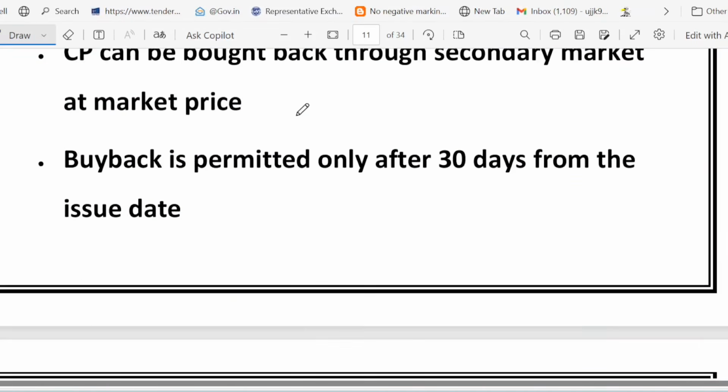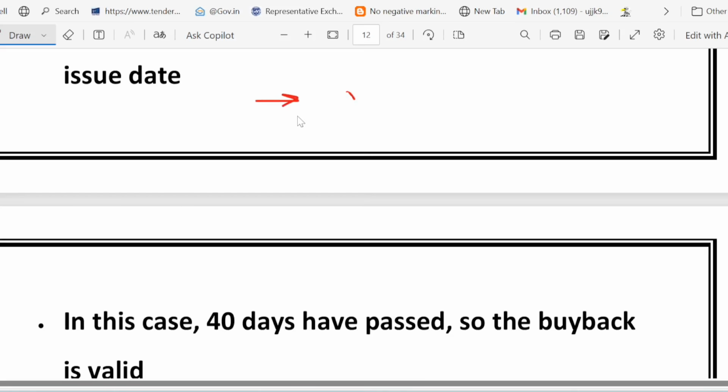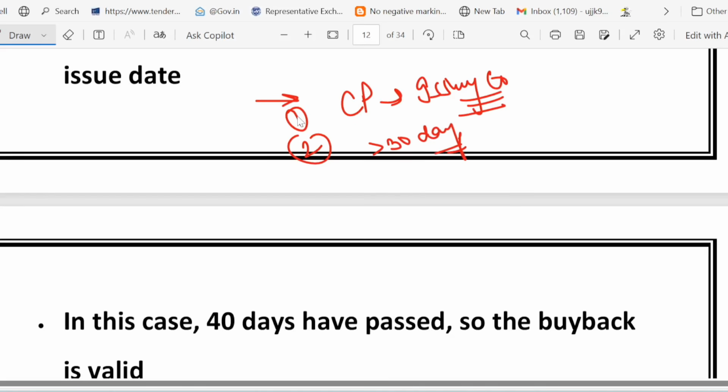So let's summarize what we learned from this particular question, because learning is very much essential. I told you that CP can be bought back by the issuing company. This is the first point. Second, the buyback must happen after 30 days. Third, the buyback is done through the secondary market, and it is done at the market price.